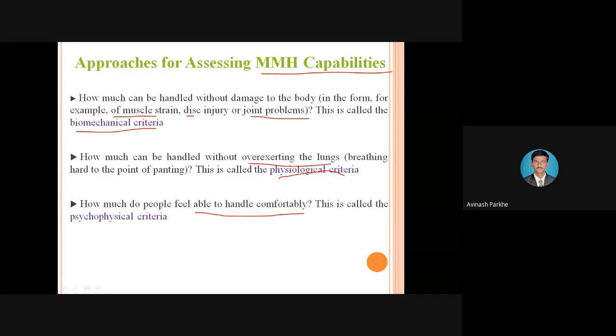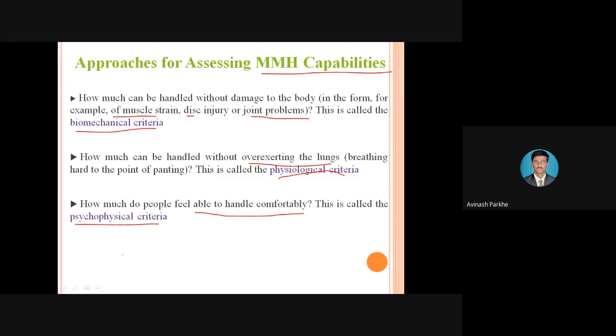And third one is how much do people feel able to handle comfortably? किती प्रमाणात वेट तो ऑपरेटर इझिली किंवा कम्फर्टेबल ह्याच्यामध्ये तो हँडल करू शकतोय, तर that factor is called as a psychological criteria. म्हणजे आपली सायकोलॉजी किती आहे, 20 kg load we can easily handle, then we can handle very easily. While lifting that particular 20 kg load, that operator is comfortable to lift that load. But if the weight is very high, near about 80 to 90 kg, and the operator is not comfortable at that time, it will not be operable.